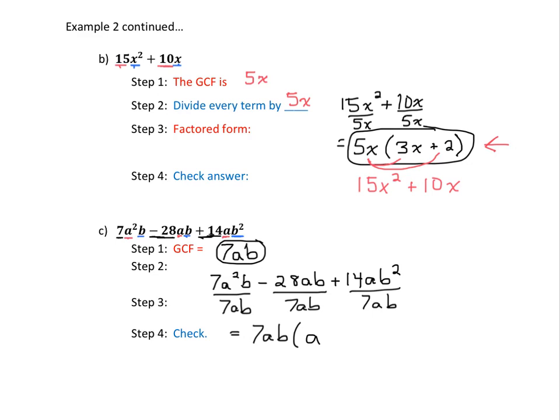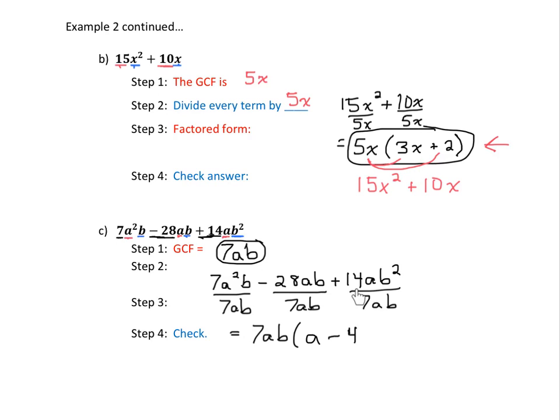In the second term, we have to use -28 as our coefficient, divided by 7. -28 divided by 7 gives you -4. So we're going to write -4 behind the a in our answer. Then a divided by a is 1, and b divided by b is 1. So -4 is the second term in our factored form.